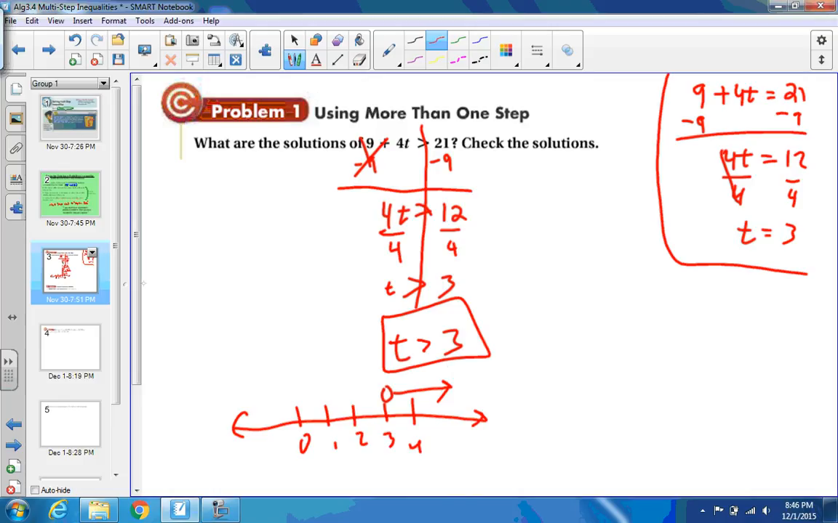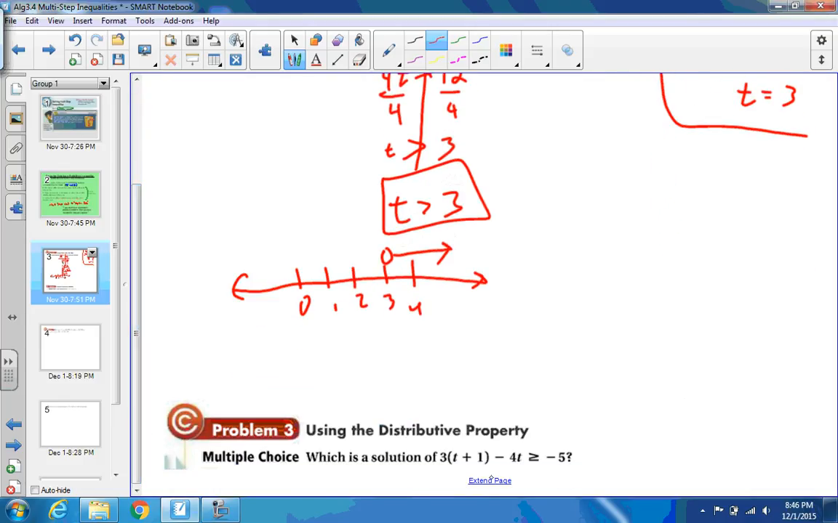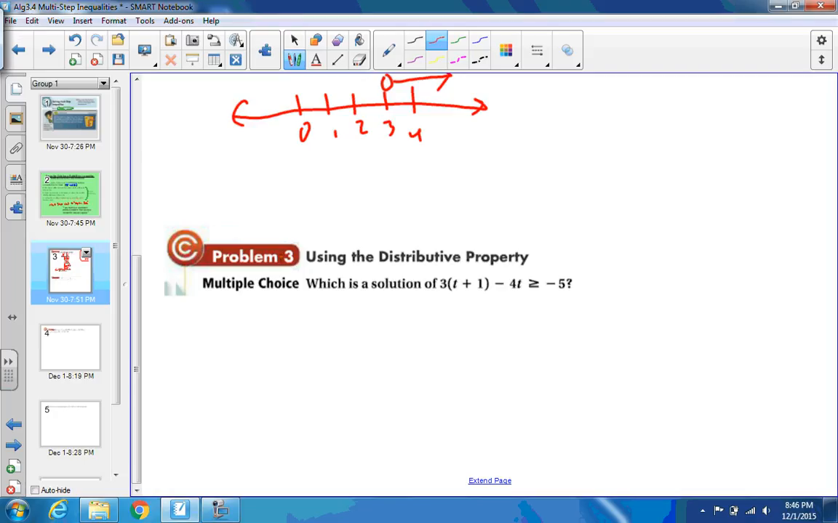All right, let's do another one. Skip into problem 3. Here's one where we have to use some distributing property and like terms in it. So that's our first step, is to see if there is any distributing or like terms. We can make our wall. But if you look here, that distributing should be your first step. Don't do anything with anything else until you distribute.